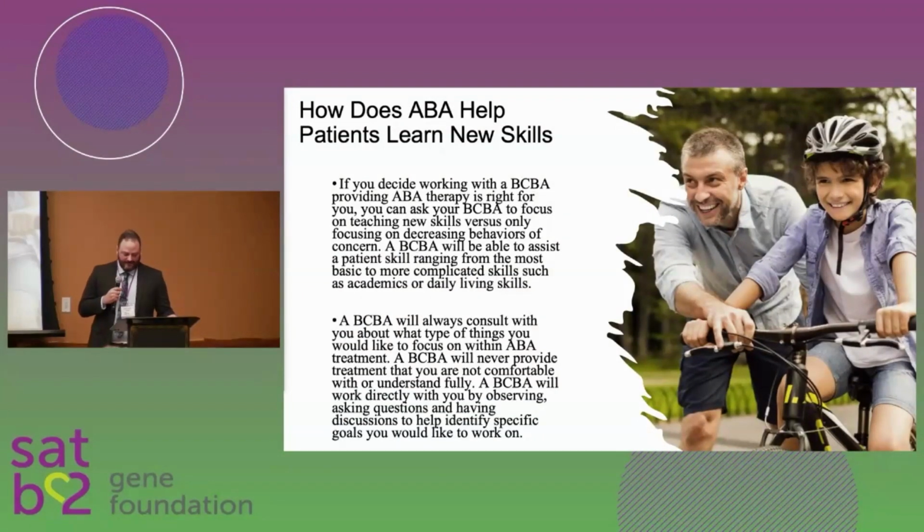So how does ABA help the patient learn new skills? This is a great question. And it is truly, again, based on those scientific principles. If you decide that working with a BCBA to provide ABA therapy is right for you, you can ask your BCBA to work on teaching new skills and focusing on decreasing behaviors of concern.